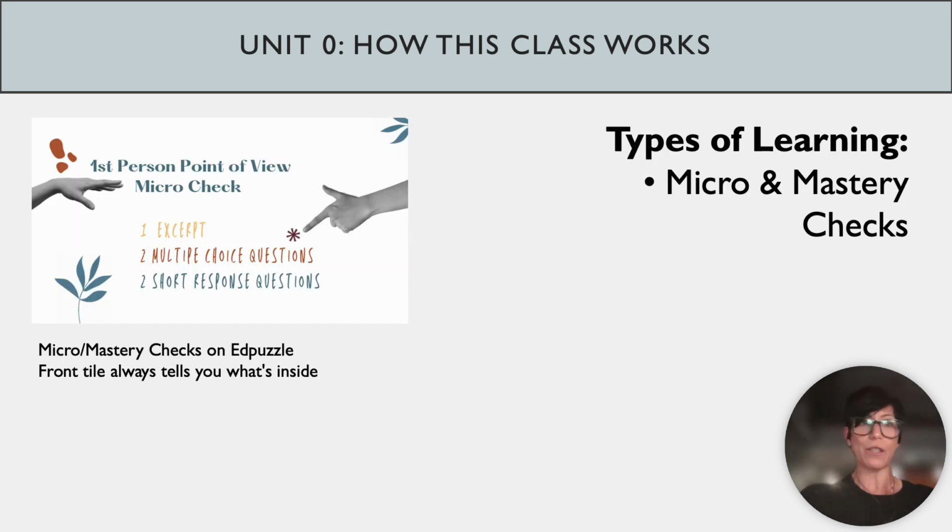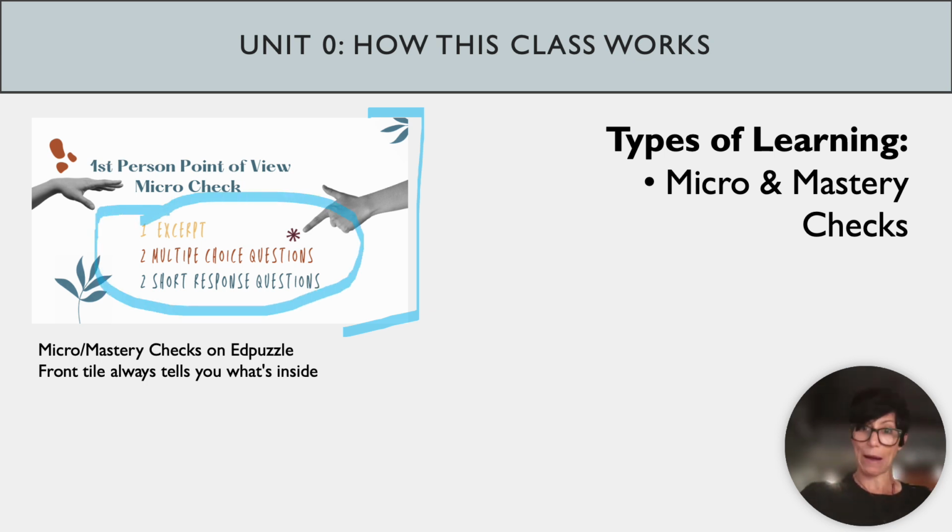So when you go to do your micro or mastery check and it's an Edpuzzle, it will always look like this. And it will always tell you how many things you're about to do so you can get in the right mindset. So this one would have 1 excerpt, 2 multiple choice questions, 2 short response questions. So you can see they're micro, they're teeny tiny. And these are part of your grade as well. As long as you can do all these steps, that's showing mastery, that's full points, and that's how I said if anyone in class is looking to earn an A, that's how you get your A.